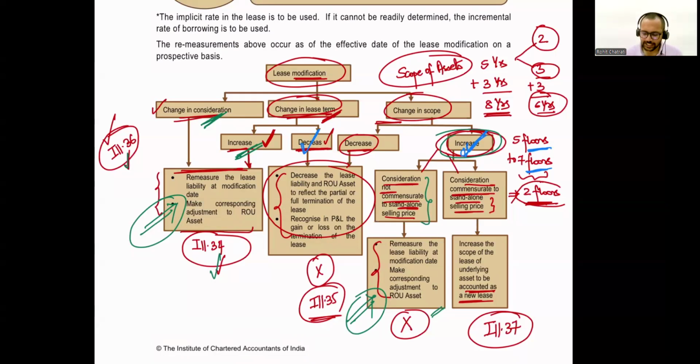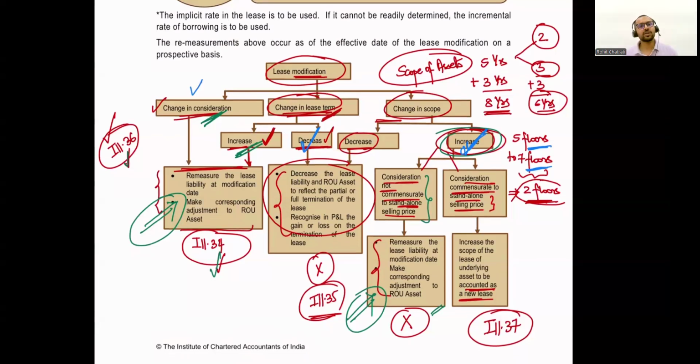Now, with this, we are done with change in consideration, where we saw an example: the consideration was changing from 1 lakh to 95,000. We are also done with an increase in lease term, where the lease term was increasing from 10 to 14 years. We also were done with a decrease in the scope of lease, where the scope of lease was coming down from 5,000 square feet to 2,500 square feet.